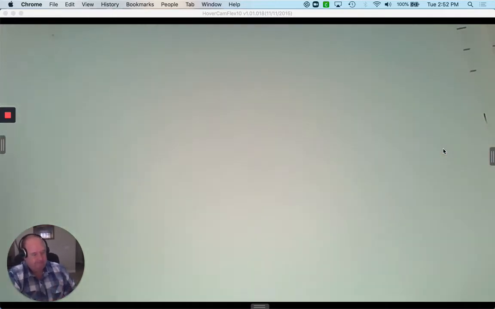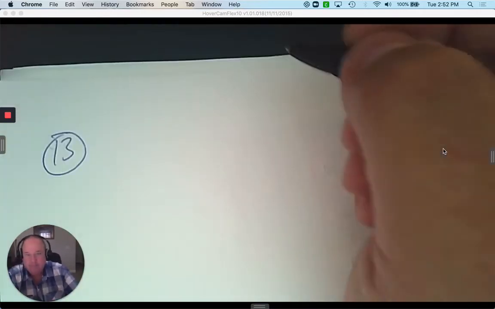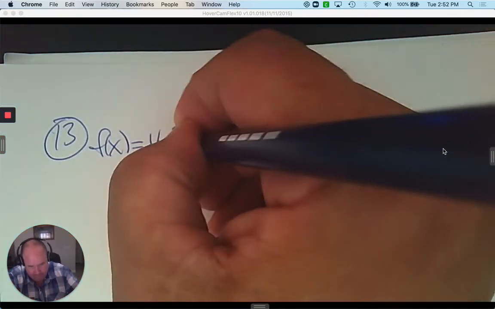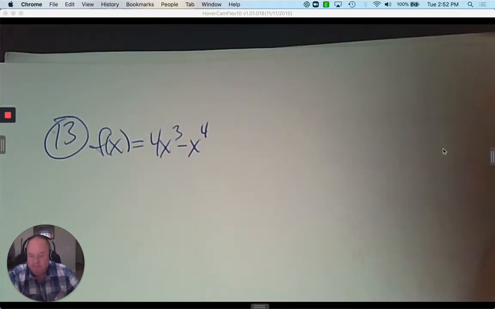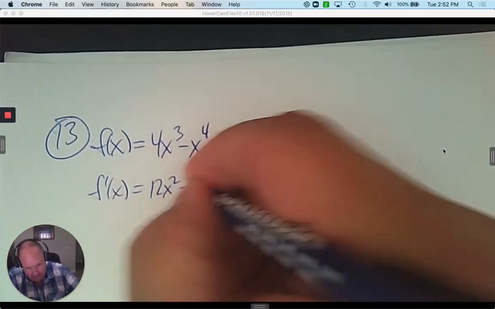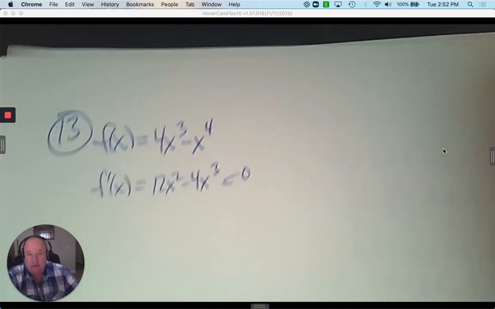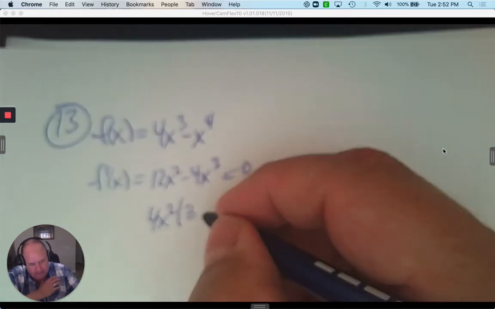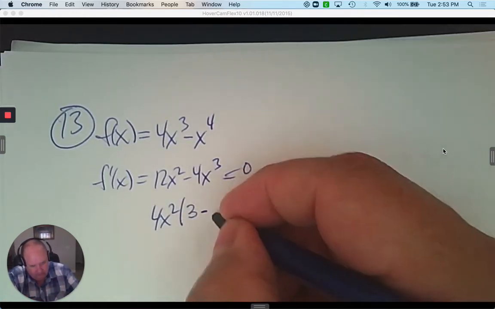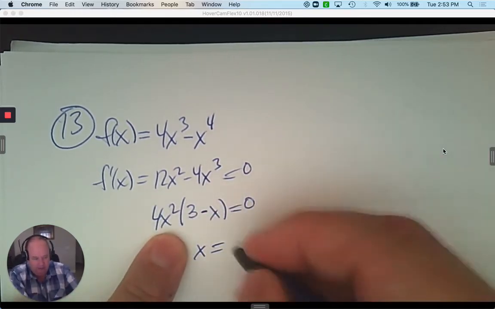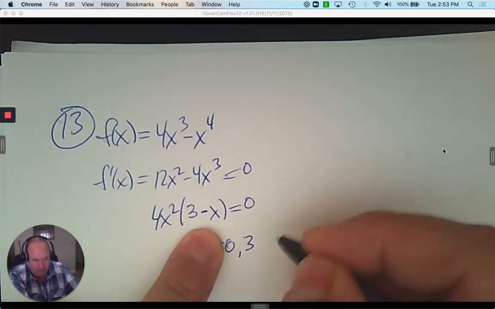13. Same thing. We're going to take the first derivative, make it equal to 0. We're going to factor this. So there's a 4x squared. That leaves me with 3 minus x. So if I solve them, if I take 4x squared equal to 0, it's 0. Here, the answer is 3. That makes it 0.